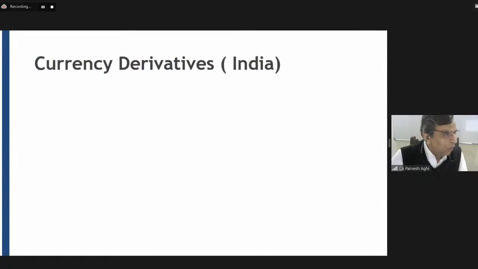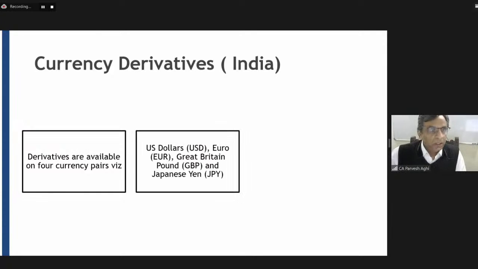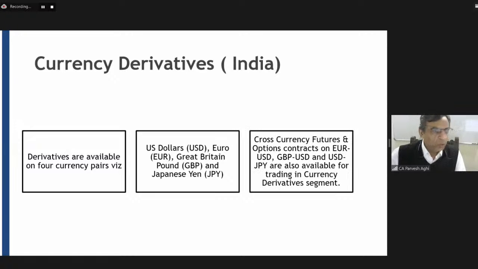Okay, so now we will go and understand one by one all these contract specifications. Okay, and understand about these currency derivatives, particularly with respect to India, but some knowledge with respect to abroad will also be given later. So derivatives are available for 4 currency pairs in India. Okay, in the Indian stock market through the National Stock Exchange: US dollar, Euro, Great Britain Pound, and Japanese yen. And also the cross currency pairs, such as Euro-US dollar, Pound-US dollar, and Japanese yen, are also available in the derivative segment of the National Stock Exchange.